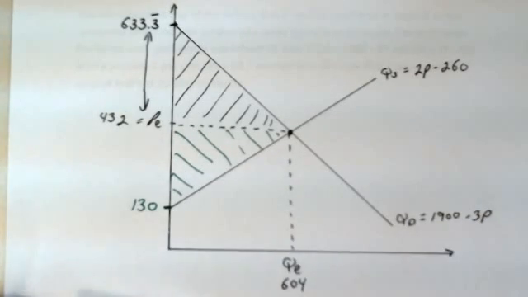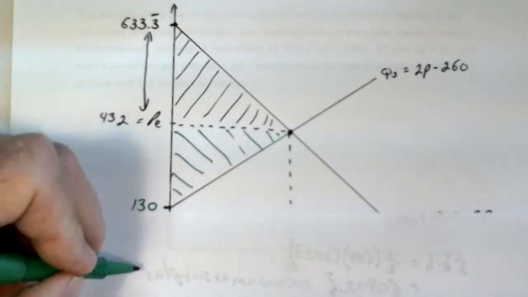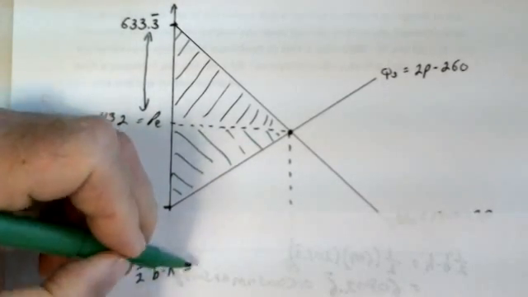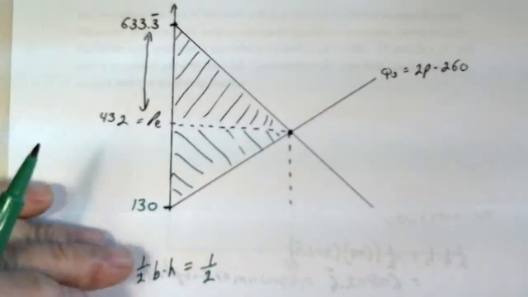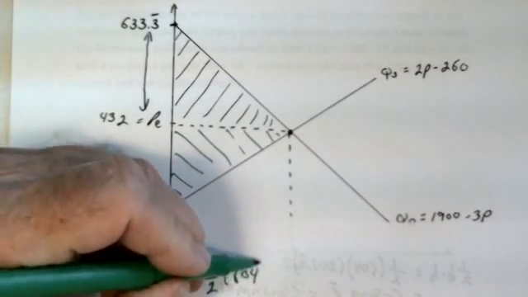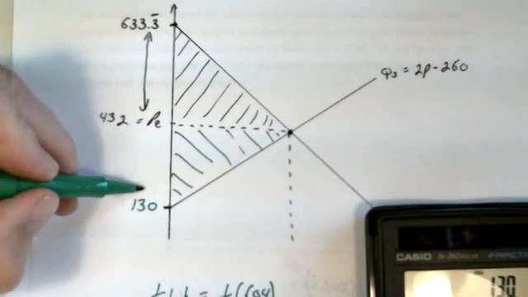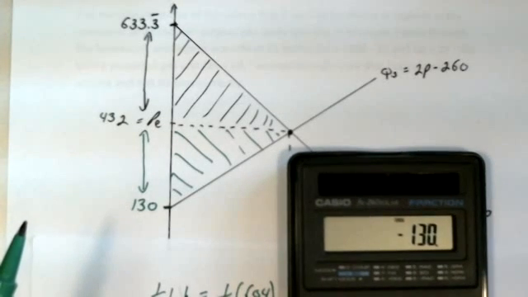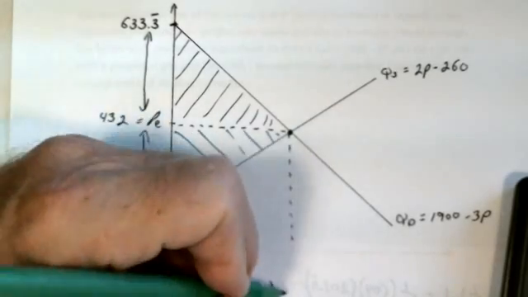So then the area of that triangle would be 1/2 the base times the height. Again, this is the formula for the area of a triangle. So it would be 1/2 times the base was 604, wasn't it? And now the height is the difference between 432 and 130. So the height is this little distance right here. So I get the height is 302.